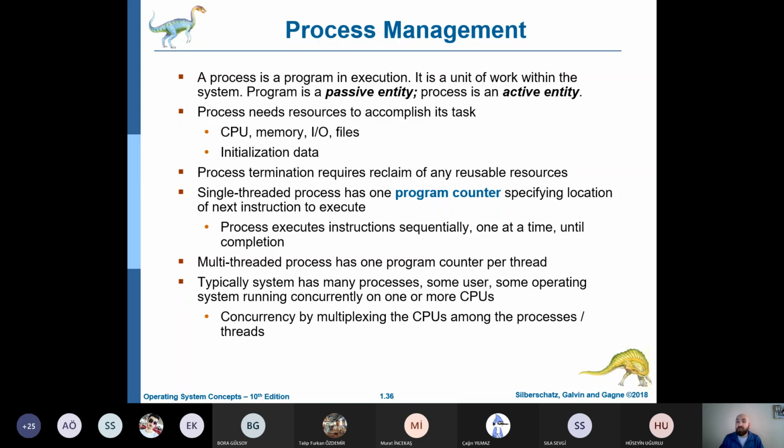We have to emphasize that a program by itself is not a process. A program is a passive entity, like the contents of a file stored on disk, whereas a process is an active entity. A program is stored on your disk, but when you want to execute that program, let's say when you want to open that program, you have to load that program to the memory. So that means you are creating processes.